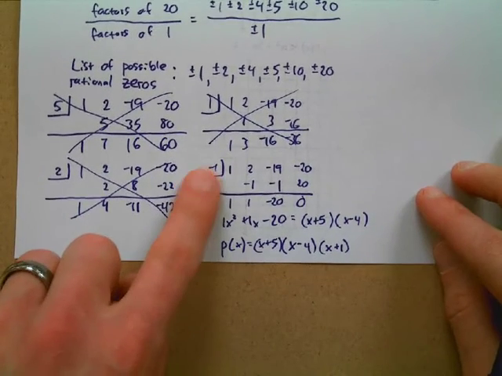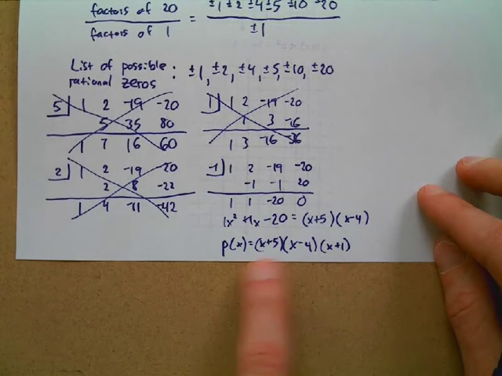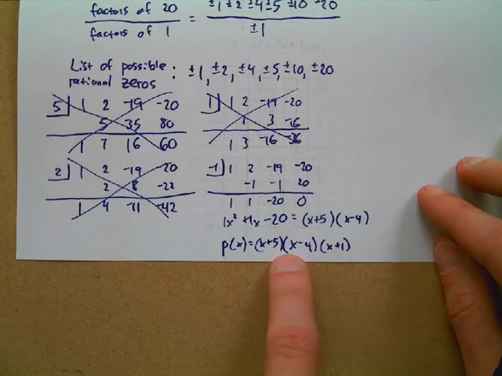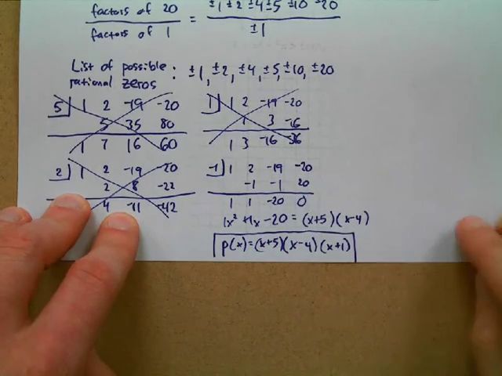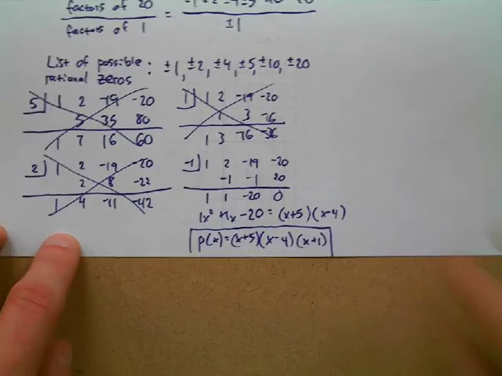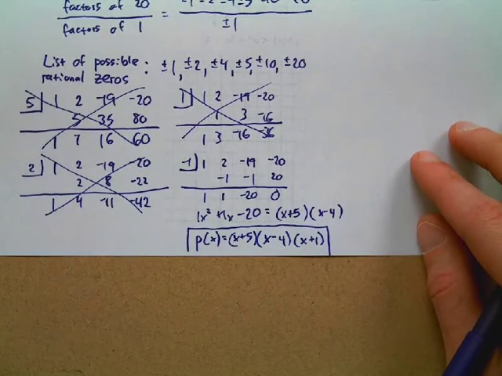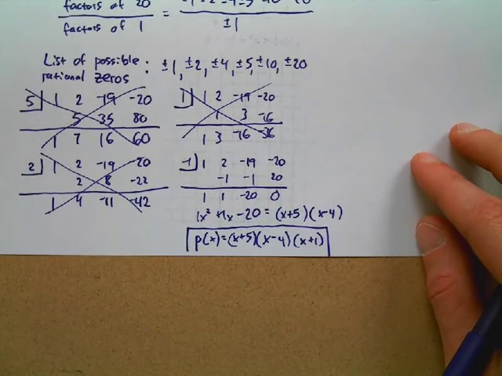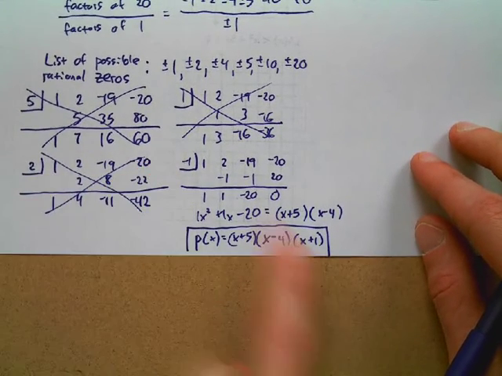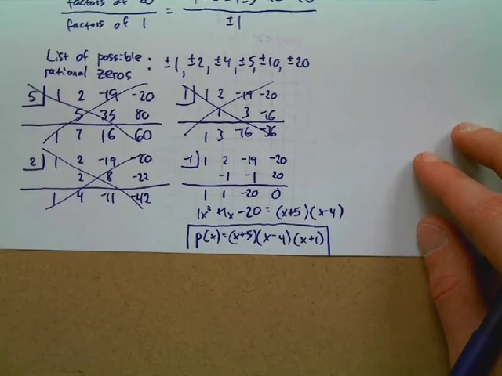Okay, so that negative 1, remember, means our factor is x plus 1. So the fully factored polynomial would be the x plus 5, the x minus 4, the x plus 1. That's our final answer. Because negative 1 works, the factor that would yield a negative 1 is x plus 1. Negative 1 is the 0, so the factor would be x plus 1, because the 0 of x plus 1 is negative 1. That's the idea.